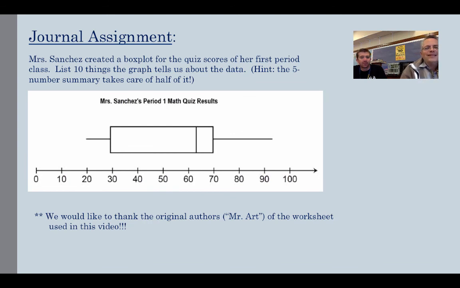Mrs. Sanchez created a box plot for the quiz scores of her first period class. That's something math teachers do. All right, list 10 things the graph tells us about the data. So just brainstorm 10 things that you can read from the graph. Take the hint: 5 of those things could be the 5-number summary. So if you can come up with a 5-number summary, you're halfway done. After that, think of 5 more things you can say about this, and we'll be going over on Monday.